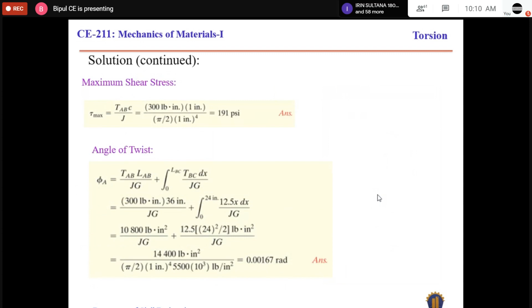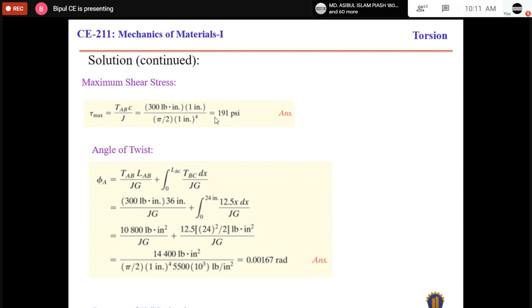The maximum stress will be the maximum torque times c, the distance from the center, divided by J. Here c is 1 inch because the diameter of the post is 2 inches, and from that radius we can determine the sectional properties. So the maximum stress will be this one.